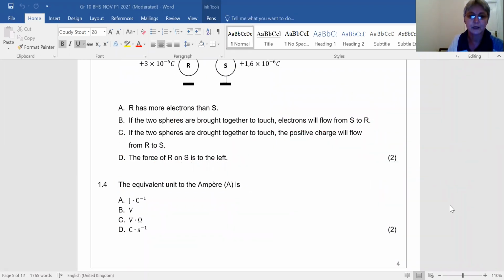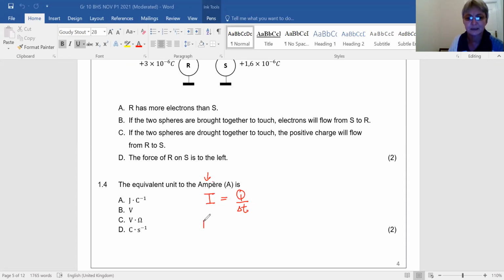Number 1.4, the equivalent unit to the ampere is. Now, to figure out this question's answer, I need to go to the equation on the data sheet that we can use to calculate electric current strength. By definition, electric current is the rate of flow of charge. So the equation is I equals Q over delta T. You could write it in a different way, but we want to know what the ampere is, so I want the subject of the formula to be current.